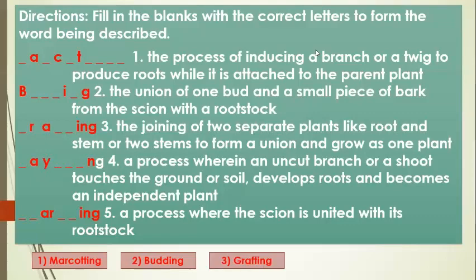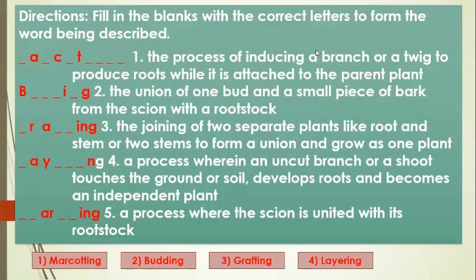So this is grafting. Then number four, a process wherein an uncut branch or a shoot touches the ground or soil and develops roots and becomes an independent plant or a new plant. What process is this? This is correct, layering.